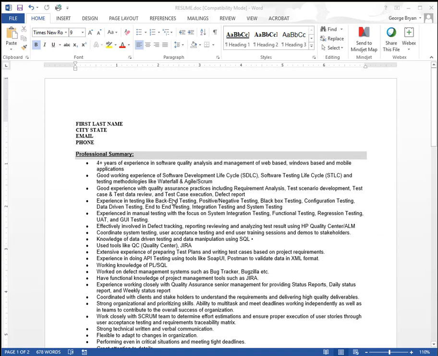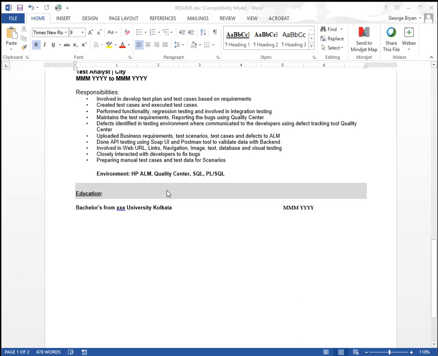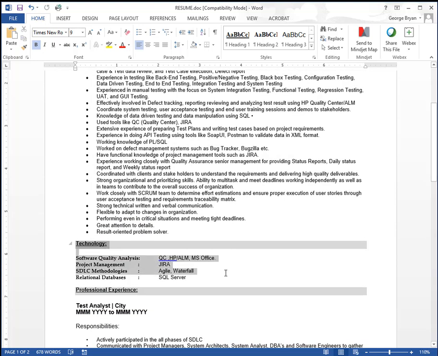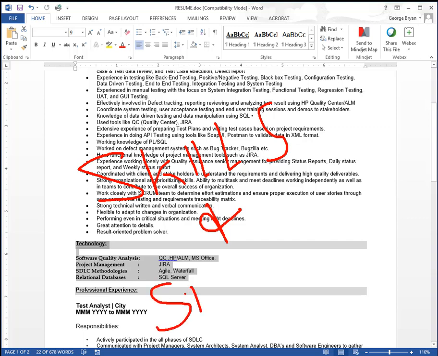Okay. I typically don't do that. I mean, because everything is in the first page, right? A professional summary, what my name is, phone number, email, what technology. This first page is a summary of our skills and strengths, right?